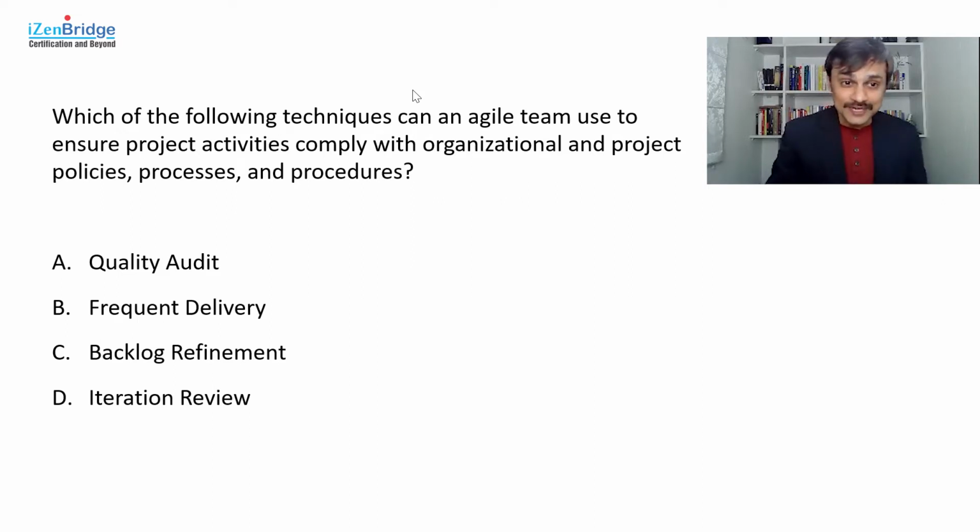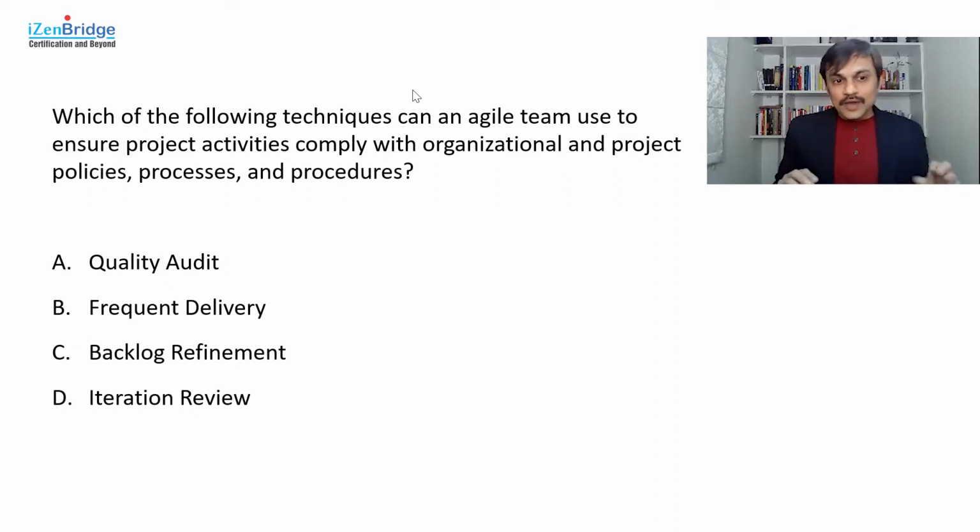So you can read the question again. Which of the following techniques can an agile team use to ensure project activities comply with organization and project policies, procedures, and processes? So in general, this question is asking, how do you ensure organizational level process compliance and procedural compliance in the agile project? Which technique would an agile team probably use to get it?